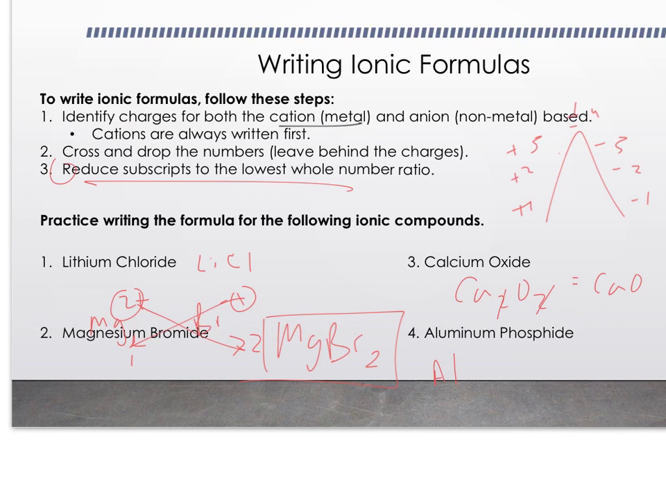Aluminum phosphide. Aluminum is in group number 3, so it has a 3+ charge. The phosphide, or the P, is in group number 5, so it has a -3 charge. If you cross over your 3s, you get Al3P3, so that should reduce to just AlP, because we're supposed to reduce the subscripts to the lowest whole number ratio.